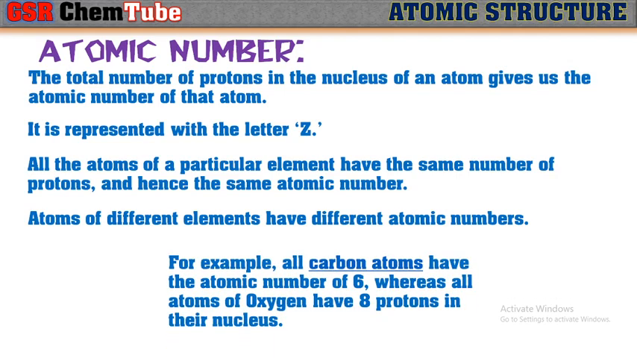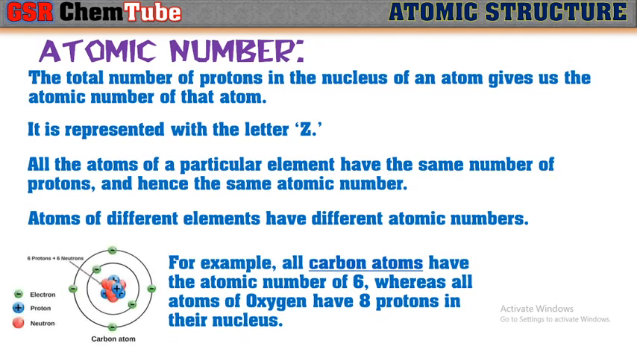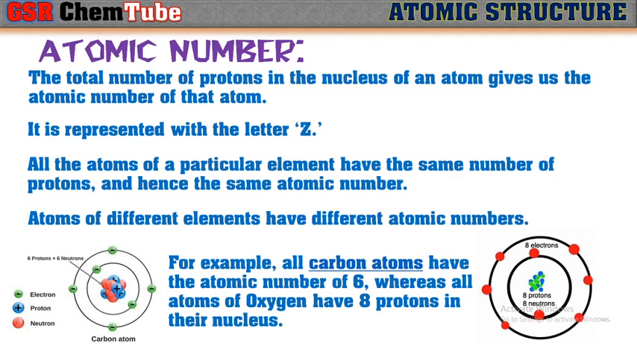For example, carbon atoms have atomic number 6, whereas atoms of oxygen have atomic number 8 as they have 8 protons in their nuclei. So both differ in the number of protons, hence the atomic numbers vary. Carbon has atomic number 6, whereas oxygen has atomic number 8, as the number of protons is different for them.